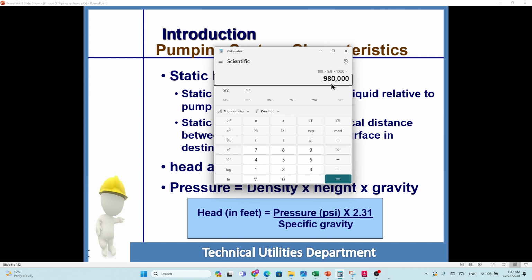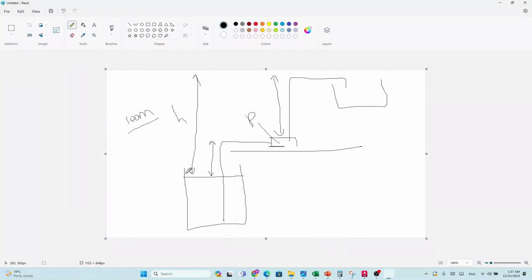So 980,000 pascal should be produced by the pump. If you convert it into bar, simply divide by 10 to the power 5, which gives 9.8 bar. So the pump needs to produce 9.8 bar to transfer this water to this point, and the pump should produce more than this pressure. Okay, this head is related only to vertical height. The vertical height needed to transfer water from one point to another.